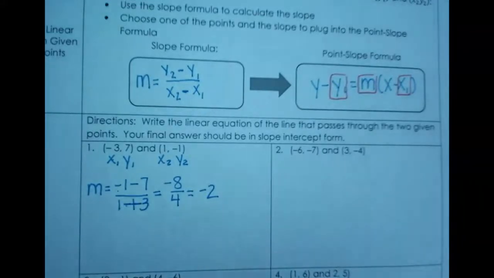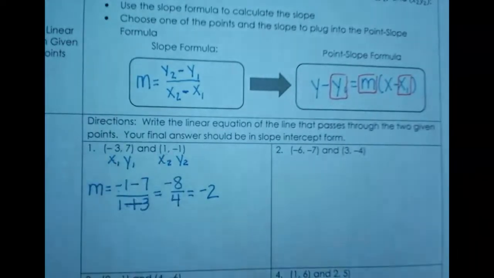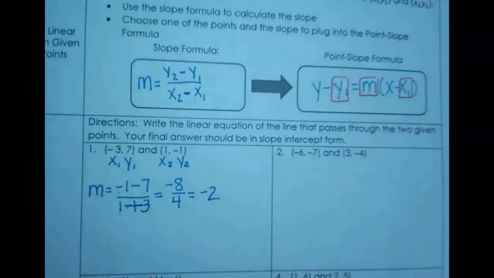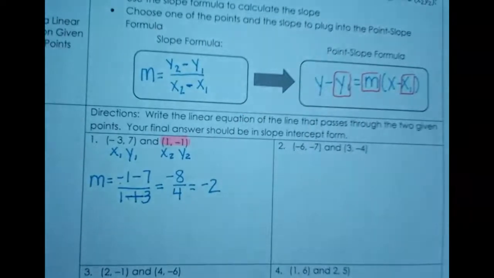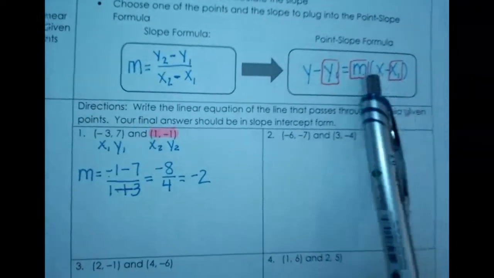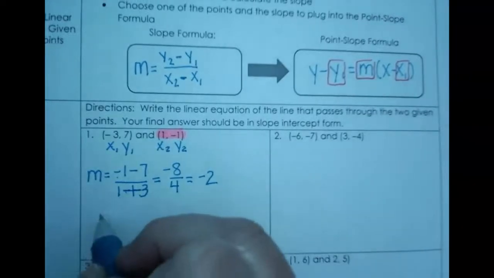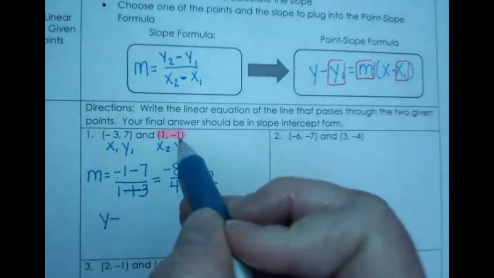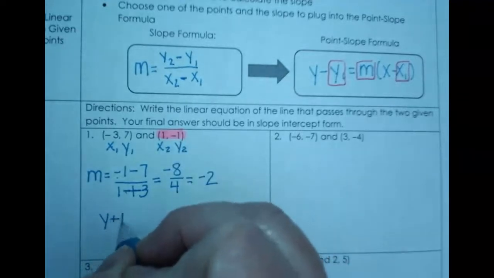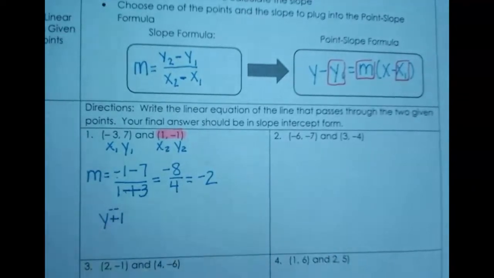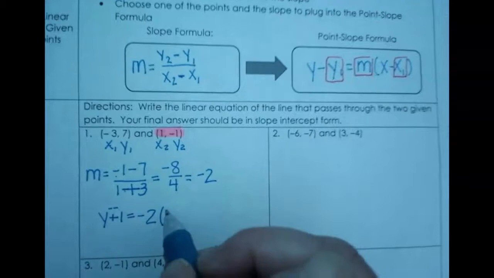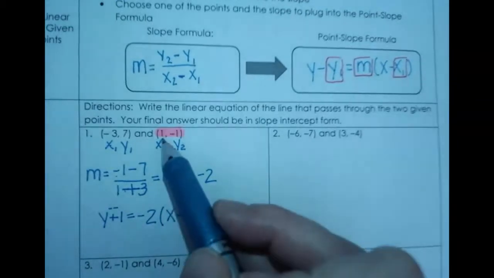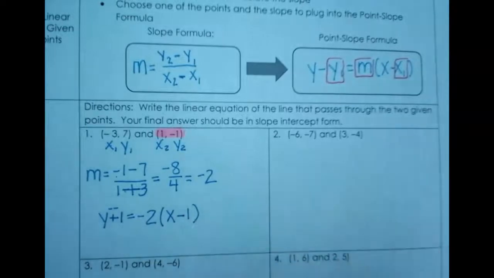So now we have a slope, and we want to use our point-slope formula. You can pick either one of these points that you want. It doesn't matter. You're going to get the same answer no matter what. I usually pick the point with the smaller numbers in it. So I'm going to choose this point this time to plug into my point-slope formula. So it says y minus, well, the y that I'm going to use is a -1, so it's really y plus 1 because it's a minus a -1 there, equals my slope, which is -2, times x minus the x value in that same point, which is 1.